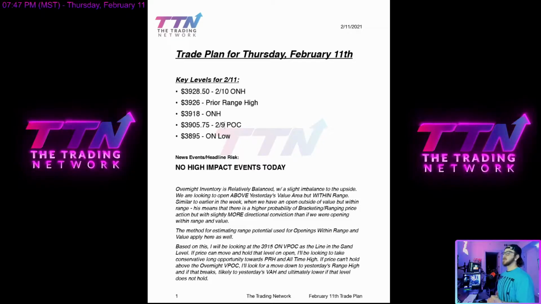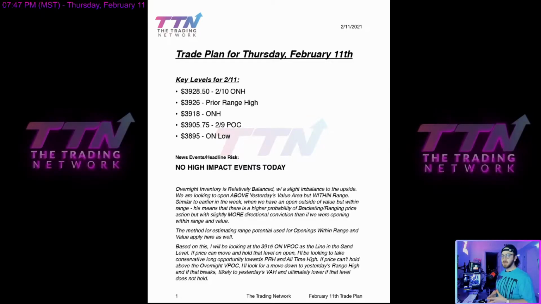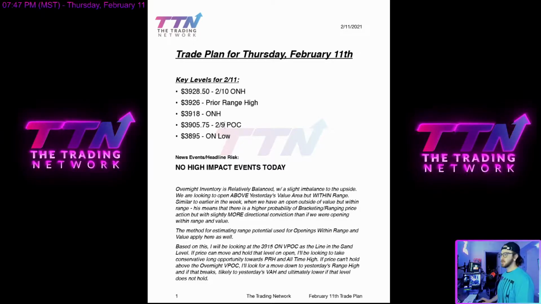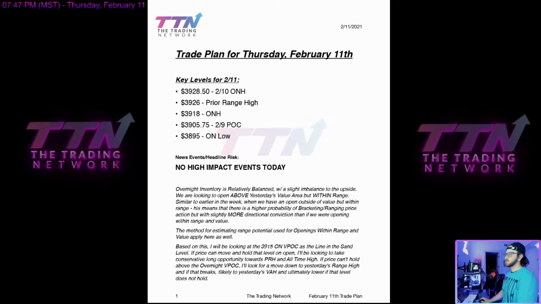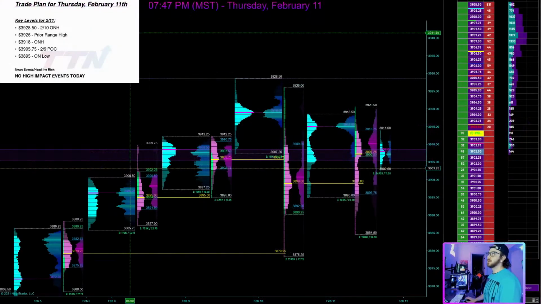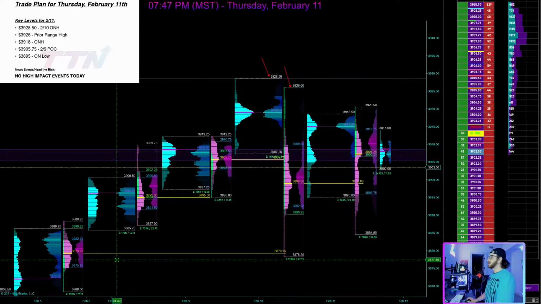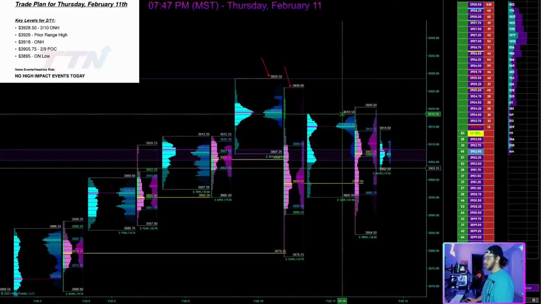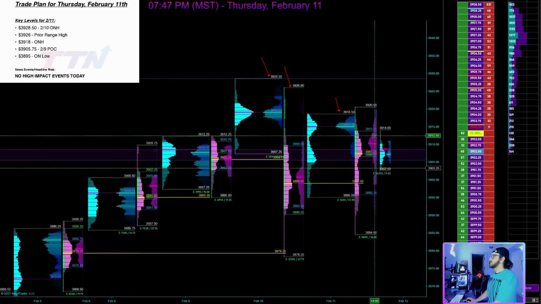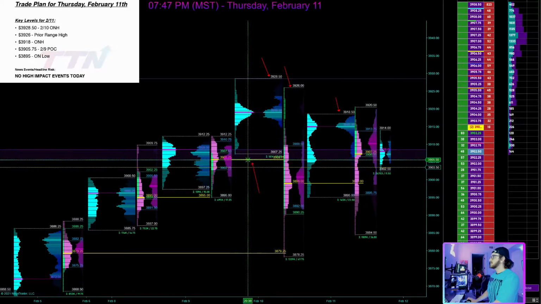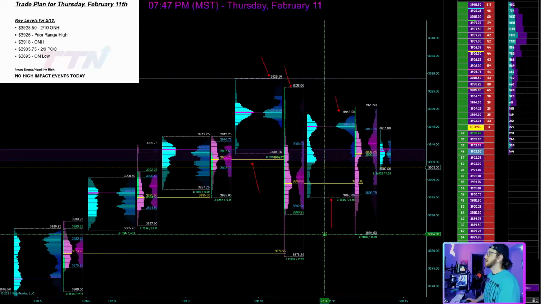So starting off with the key levels from this morning that I was looking at pre-market. First and foremost, I was interested in the all-time high, which was also the overnight high from the February 10th session, the overnight session to be precise. Second level, I was looking at 39.26, which was the prior range high. Going over to the market profile here, you can see first level right there, 39.2850. Second level, 39.26. Third level was the overnight high, again right there. Fourth level I was looking at was the POC from the February 9th session, 39.0575. That was this level right here. And the fifth level I was interested in was the overnight low at 38.95 right there.